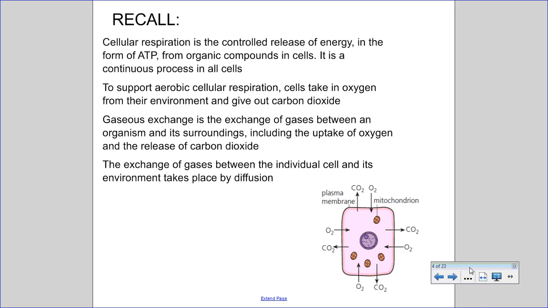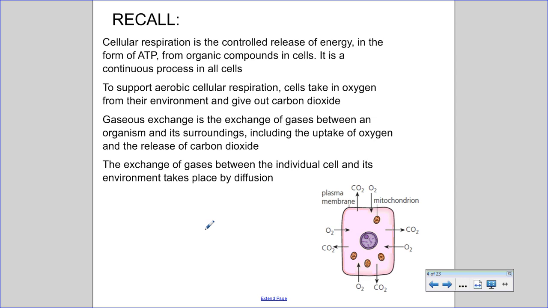Before we begin discussing the process of gas exchange, there's a little bit of information to recall. Cellular respiration, and we'll go over this, is the controlled release of energy in the form of ATP from organic compounds such as glucose within the cells. This is a continuous process in all cells, that generation of ATP. To support aerobic cellular respiration, which does require oxygen, cells take in oxygen from their environment and give out carbon dioxide, that byproduct of cellular respiration.